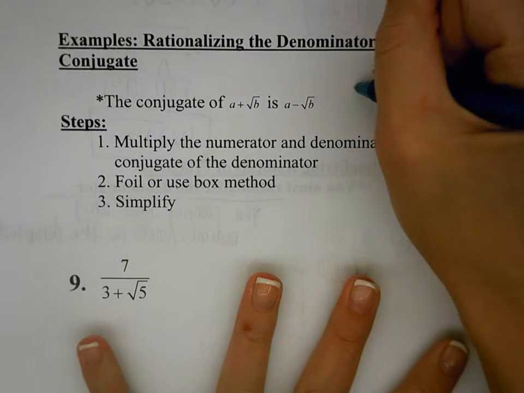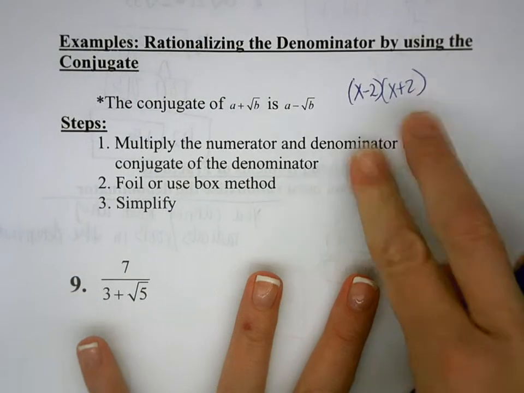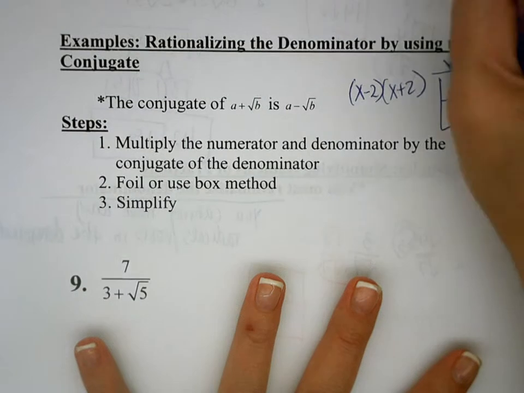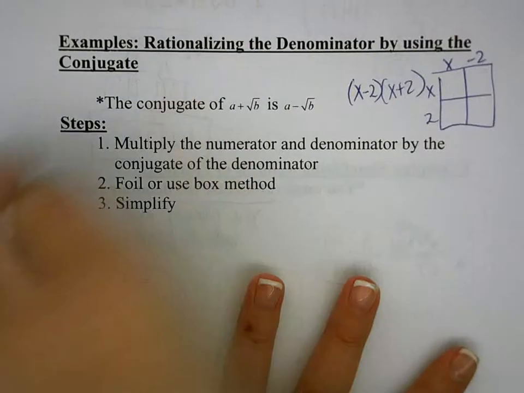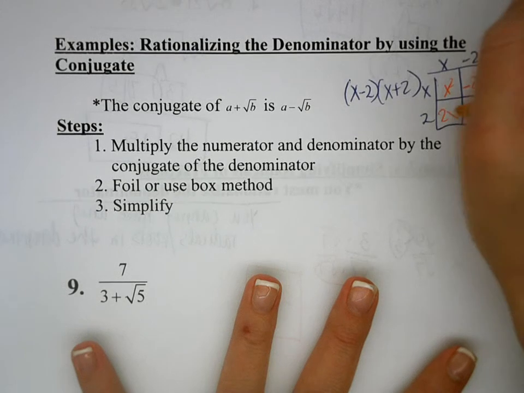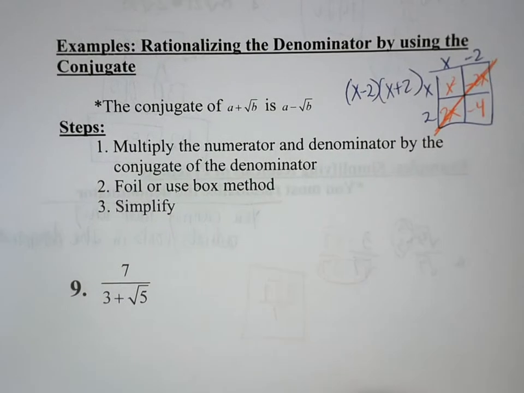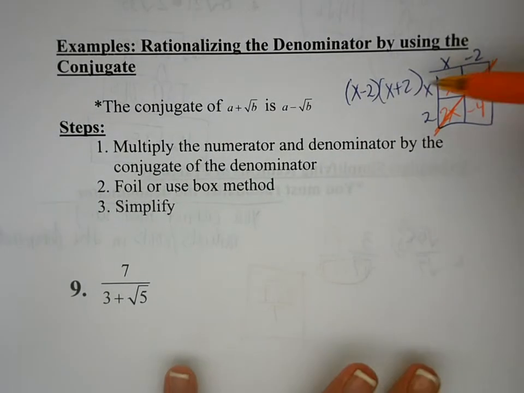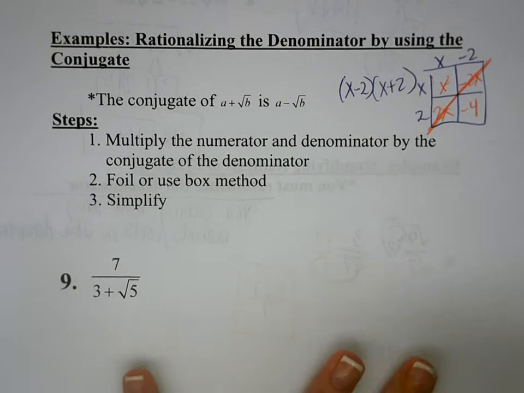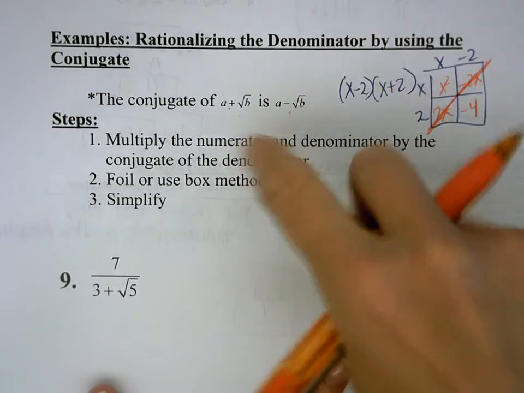For instance, let me show you in case you're saying you understand, but you really don't. If I multiply x minus 2 and x plus 2 together, and let's say you did your little box here, you have x and negative 2, x and positive 2, we get x squared, negative 2x, positive 2x, and a negative 4. These x terms end up canceling out. If you have a root and you end up multiplying it by the same root, it gets rid of the root, right? So the conjugate is basically just the opposite middle sign.